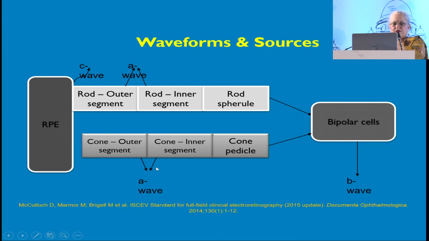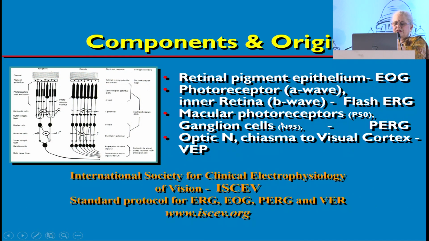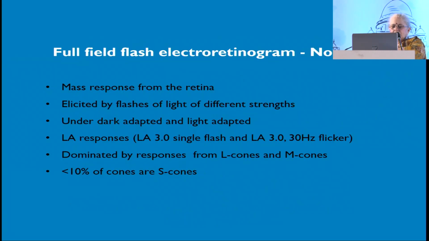So this is how the signals will go, and the outer segments of the rods and the cones will generate the A wave. That is the photoreceptor wave, whereas the bipolar cells will generate the B wave, which is the upgoing wave. So here we can see the retina: as the light falls on the photoreceptors, they will generate the A wave, and the inner retina will generate the B wave, and the macular photoreceptors, which later Praveen will talk about, will lead to the pattern ERG or the multifocal ERG. And when we want to study the optic nerve function, we look at the VEP.